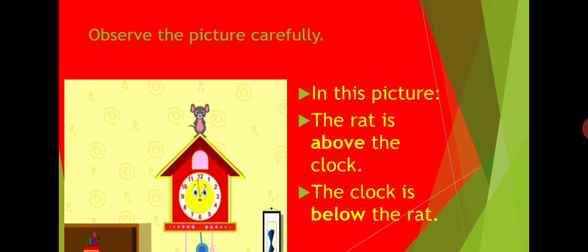Above, below. ऊपर, नीचे. उसके ऊपर, उसके नीचे. The rat is above the clock. Clock के ऊपर. And the clock is below the rat. Rat के नीचे. So, I hope you understood what do you mean by above and what do you mean by below.